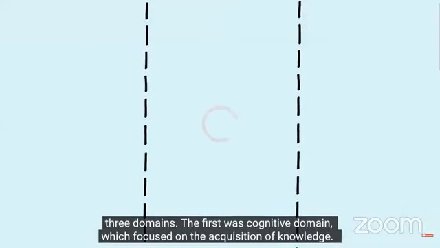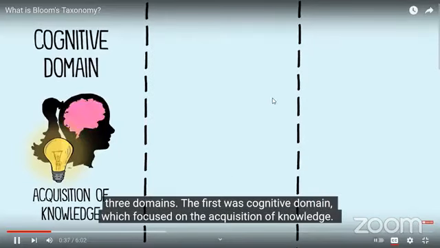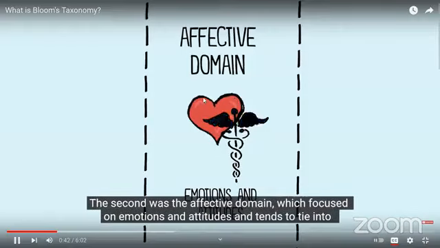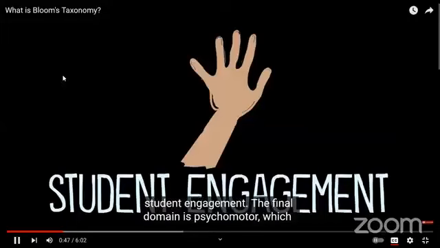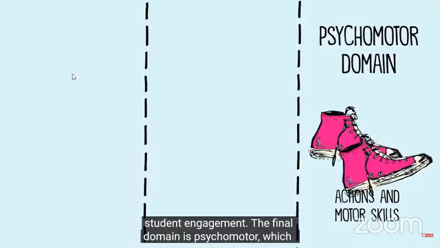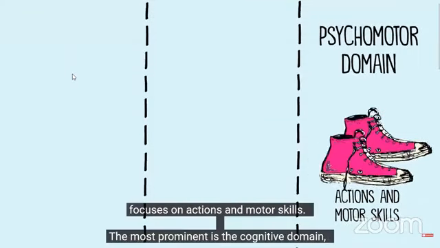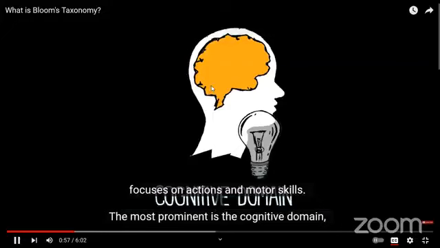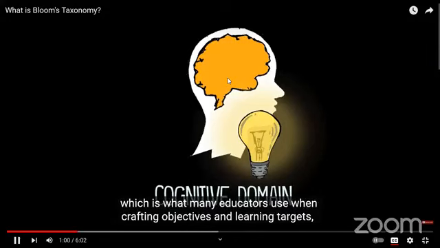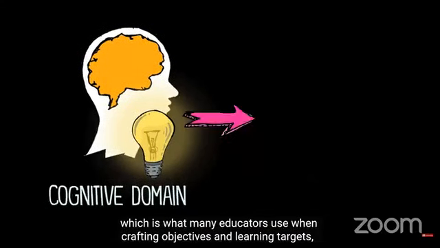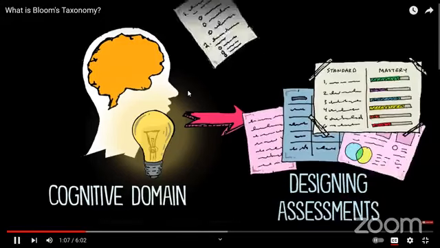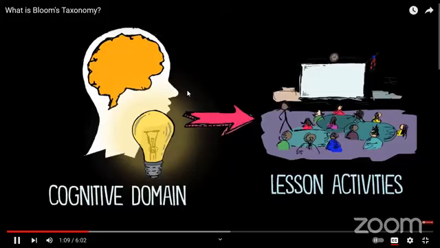The first was the cognitive domain, which focused on the acquisition of knowledge. The second was the affective domain, which focused on emotions and attitudes, and it tends to be tied to things like student engagement. And the final was the psychomotor domain, which focused on actions and motor skills. The most prominent of these domains was the cognitive domain, and it's still what many educators use when crafting objectives and learning targets, constructing questions, designing assessments, and coming up with their basic lesson plans.